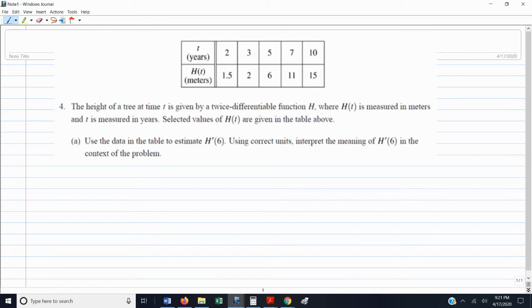Hey everyone, this is the 2018 exam, still free response section, no calculator. This is a question that you have seen a lot of similar questions to. So number 4 is giving us the height of a tree at time t is given by a twice differentiable function h, where h is measured in meters and t is measured in years. Selected values of h of t are given in the table above.